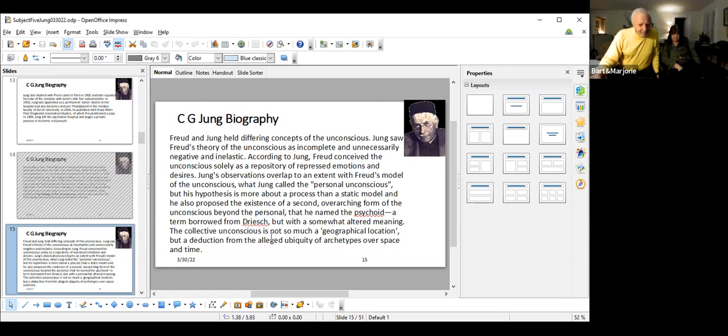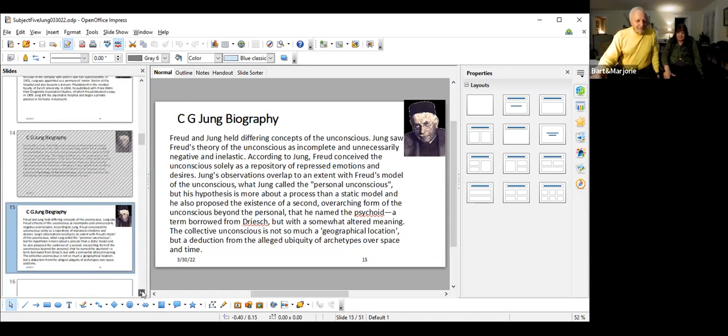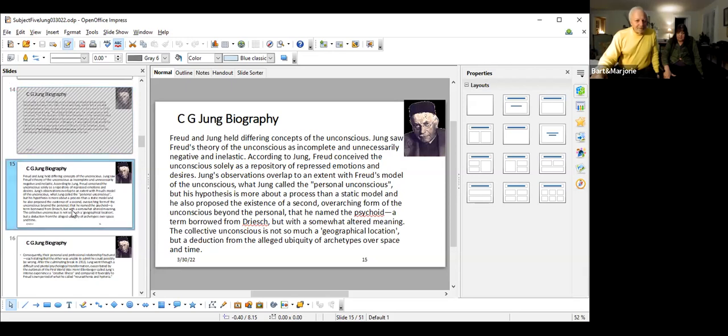But the collective unconscious is not so much a geographical location, but a deduction for the alleged ubiquity of archetypes over space and time. So we have this notion of these archetypes that are manifest in the heroes that Joseph Campbell talked about. These archetypes are all through space and time. We see them, for example, in astrology, when they're associated with these different planets, when you're trying to do various things in astrology. And Jung was an astrologer. He taught himself astrology. And then you have them collectively working together on everybody. So we have this notion of, again, the collective unconscious.